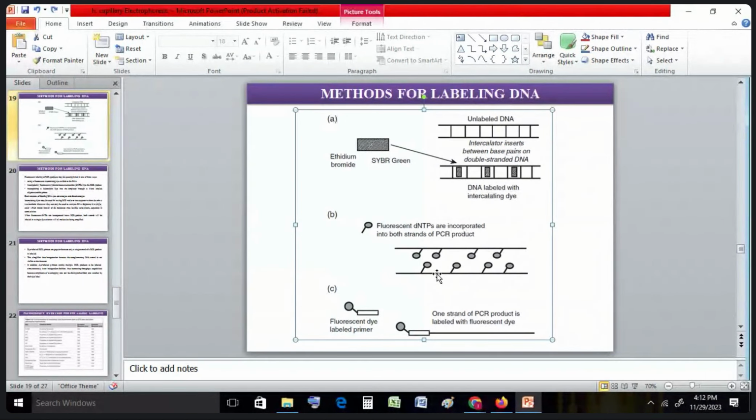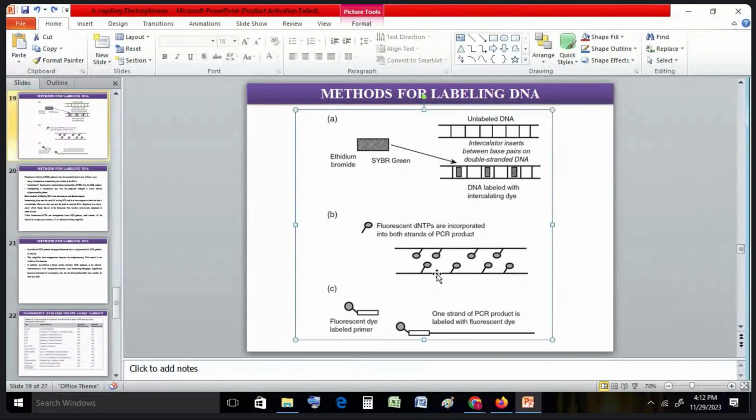The last one. People are using the last one. The only disadvantage of using the last one, C, is that it is not producing a high intensity product, or the fluorescent intensity of this type of product is less. But as you are not looking at the product, how intense it is, the machine can read even a very faint reading. It is not a problem for the machine. So it is good. That's why people are using the last one, the fluorescent dye labeled primer, very frequently.